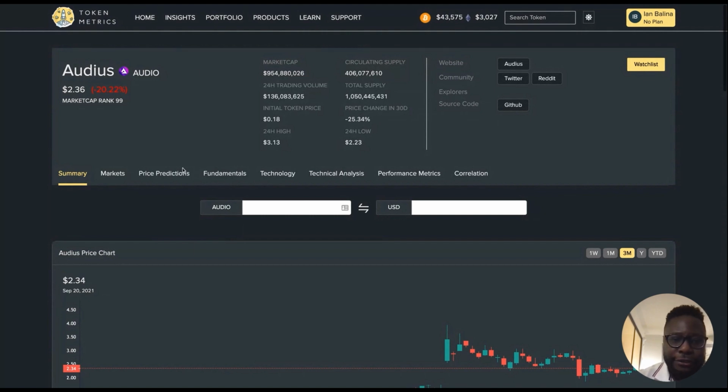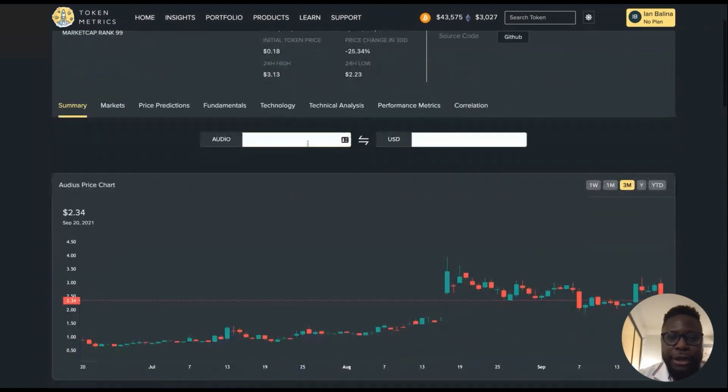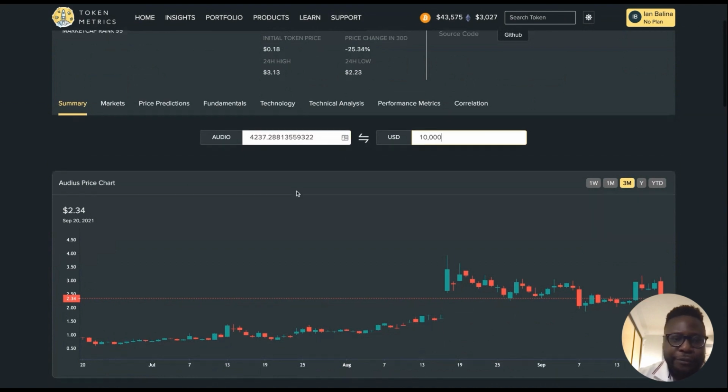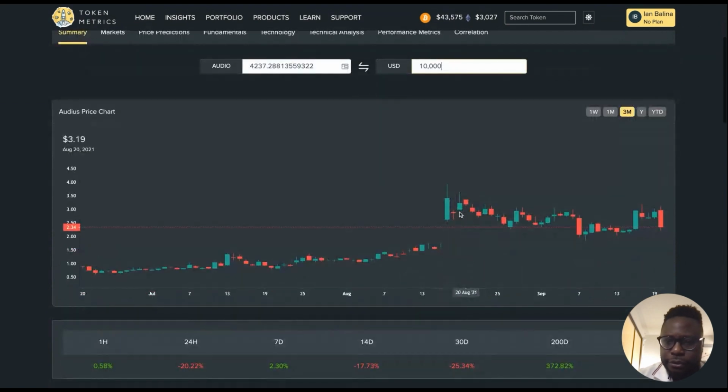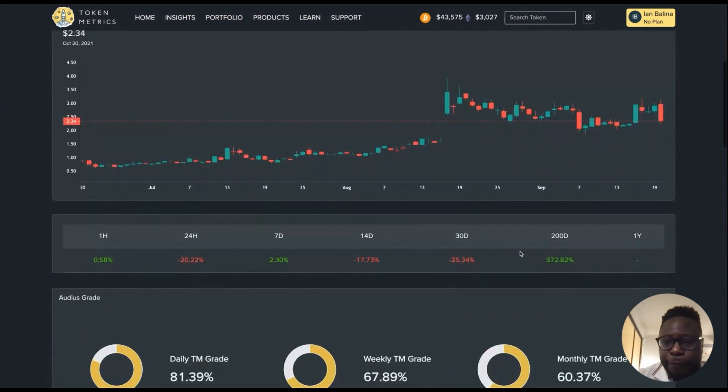So here we have the audience, the same information. We now also have conversion. So let's say you have $10,000. How many Audio tokens would that be? 4,237. Nice and easy. Then we have a nice, simple candlestick chart for you to go through and see how that's doing. We have the ROI for different time frames, from an hour all the way to 1 year.